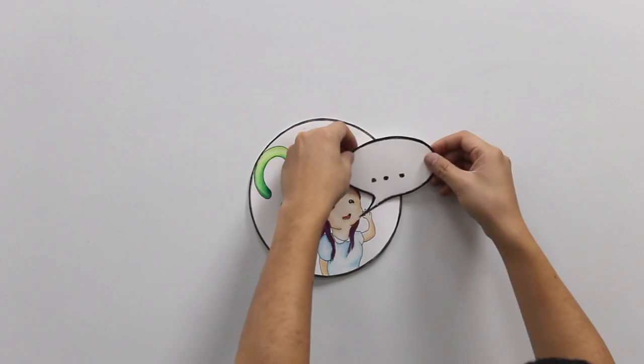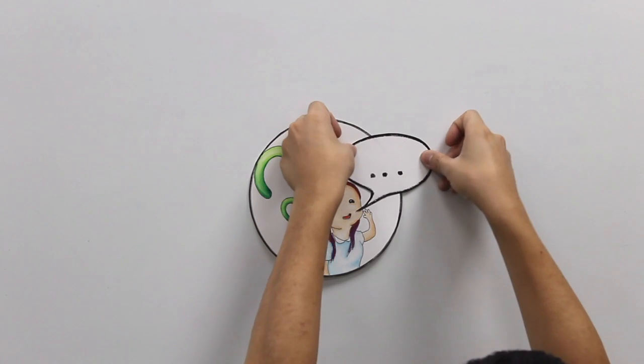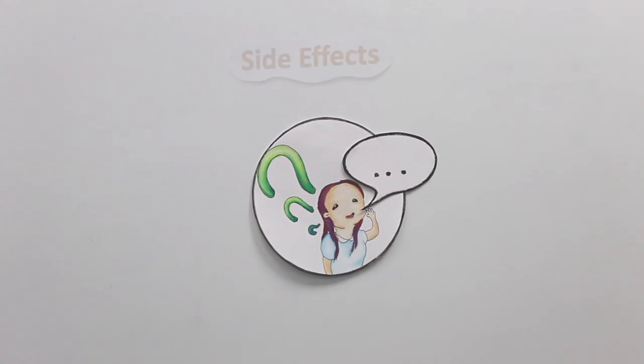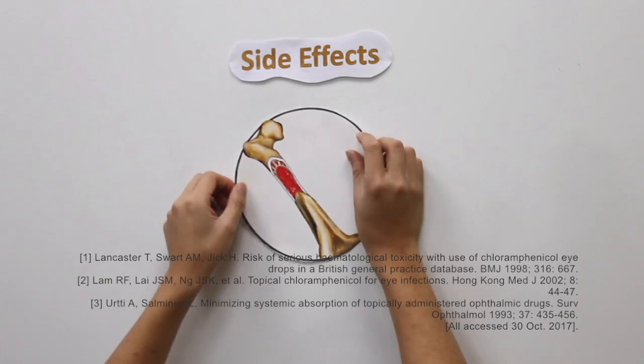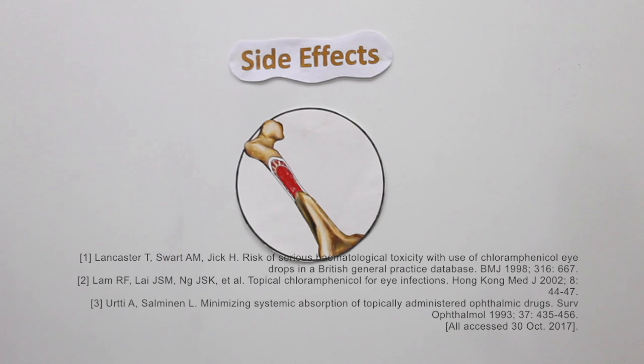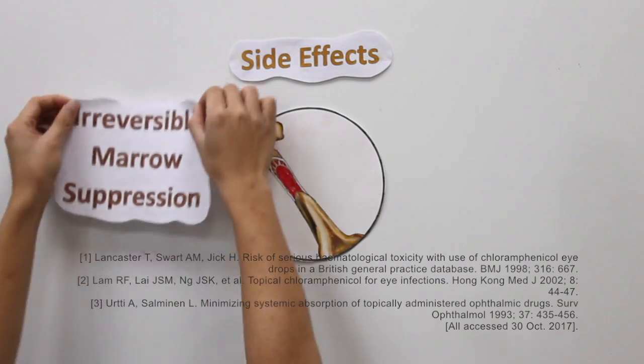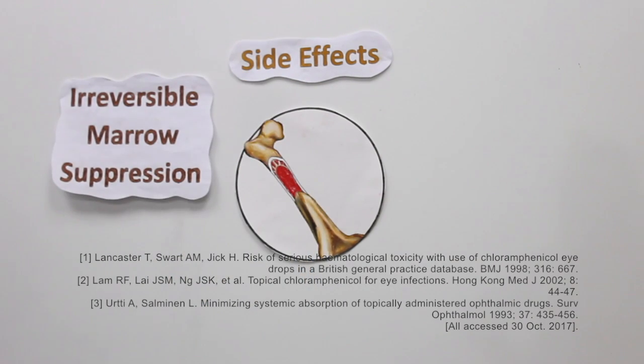I see. So can you tell me more about the side effects of chloramphenicol? Several side effects of chloramphenicol come from systemic administration. One of them is bone marrow suppression. This can be reversible or irreversible. In irreversible bone marrow suppression, chloramphenicol can cause aplastic anemia, fatal pancytopenia, leukopenia, and thrombocytopenia.